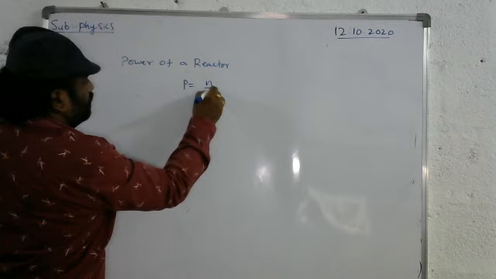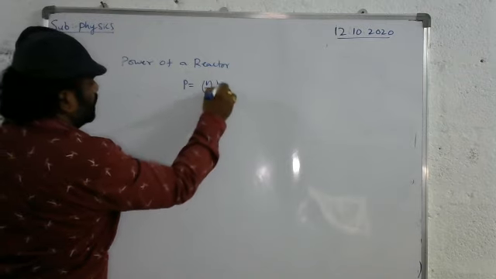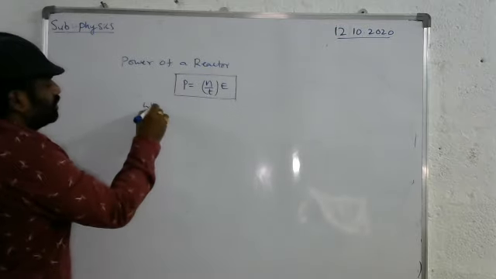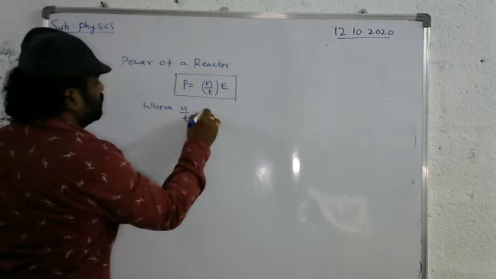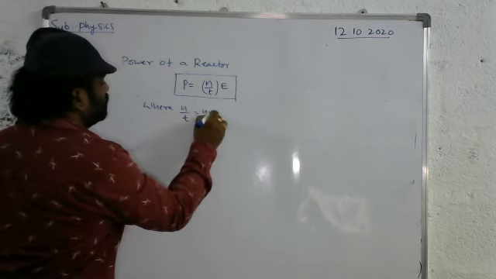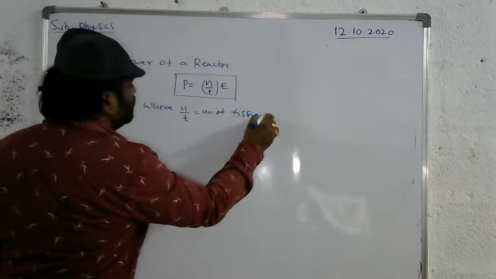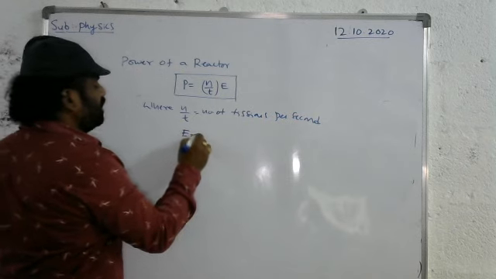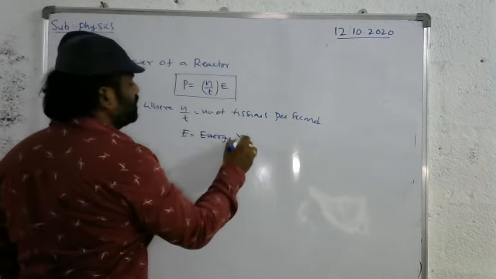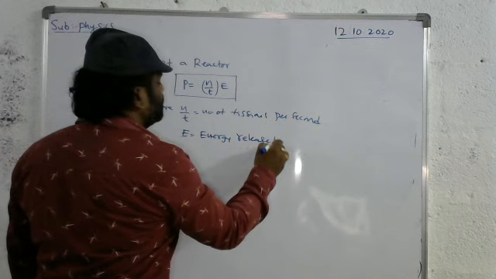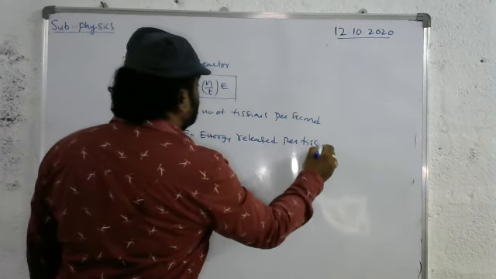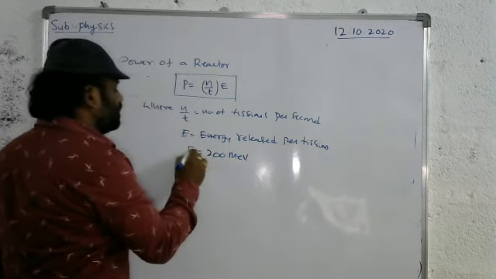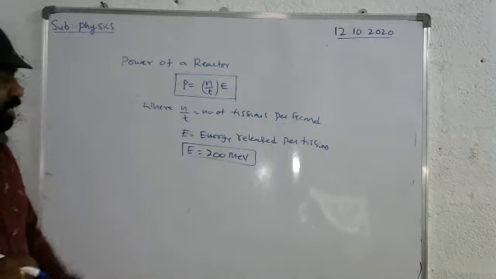Power P is equal to N by t into E, the number of fissions per second into energy E. This is the formula for the power of a reactor, where N by t is the number of fissions per second, and E is the energy released per fission. You know how much energy is released per fission? That is equal to 200 MeV of energy.